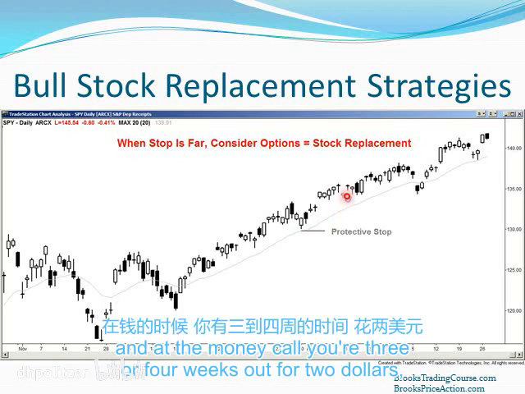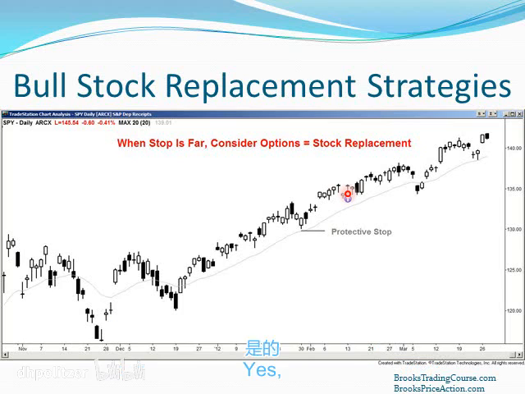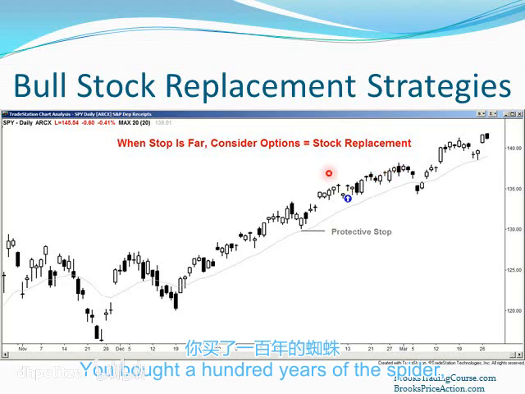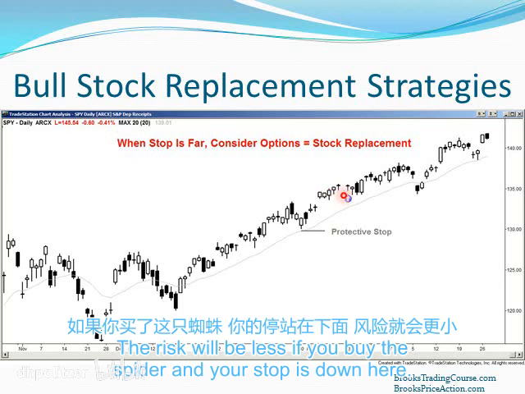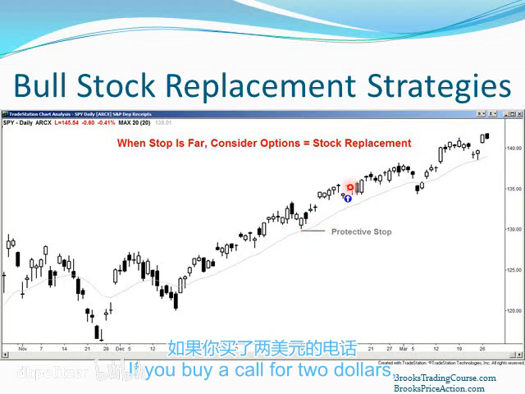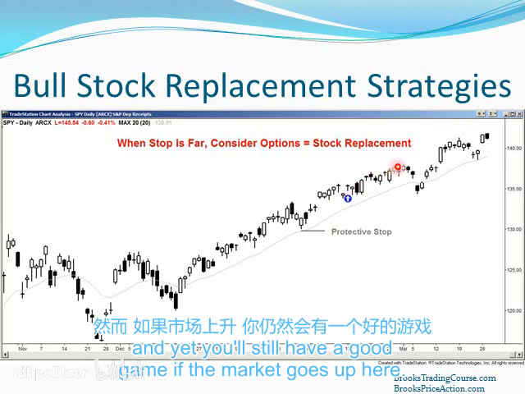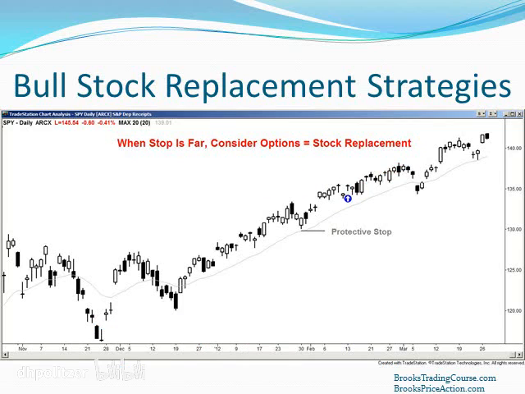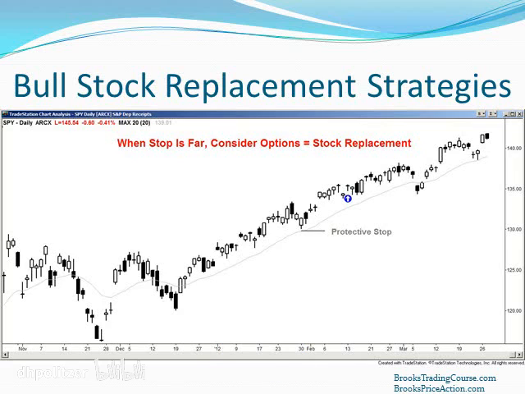You might be able to buy an at-the-money call, 3 or 4 weeks out for $2. In other words, times 100 shares, your actual cost would be about $200. Yes, you won't make as much as you would had you bought 100 shares of the spider, but your risk will be less. If you buy the spider and your stop is down here, you're risking $500 on 100 shares. If you buy a call for $2, your risk is $2. The most you can lose is $2. And yet you'll still have a good gain if the market goes up here. So options provide an alternative to stocks whenever the risk is big, in other words, whenever your stop is far away.